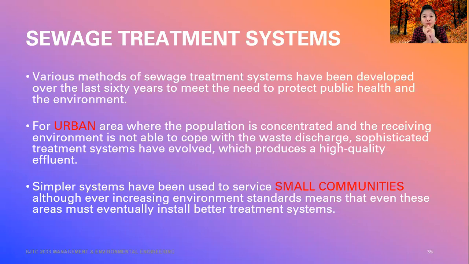Okay. So for sewage treatment systems, various methods have been developed over the last 60 years to meet the needs and to protect public health. So for urban areas where the population is concentrated and the receiving environment is not able to cope with the waste discharge, sophisticated treatment systems have evolved and produced a high quality effluent. But for a small community like your housing areas or even your house, we will use a more simple system. Although the ever-increasing environmental standards mean that these areas must eventually install a better treatment system.